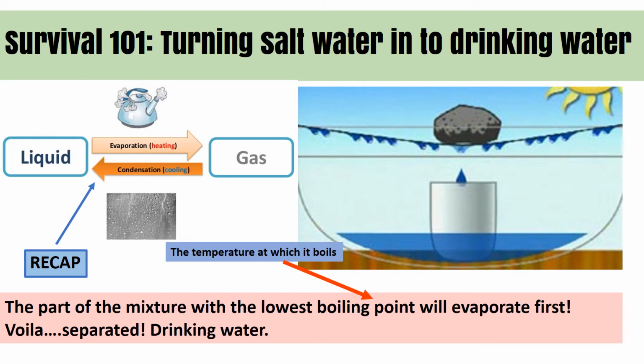Now the reason it works is because water boils at much lower temperature than salt, and we call this its boiling point. Water's boiling point is 100 degrees Celsius, but a salt's boiling point is nearly 1,500 degrees Celsius.